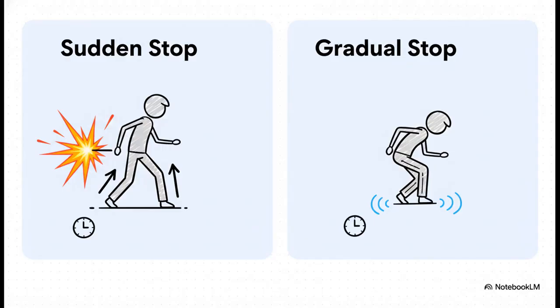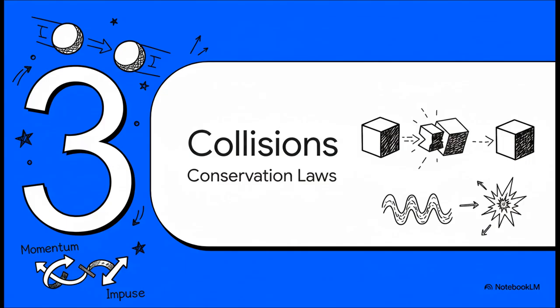Think about it like this. Say you jump off a step. You can land with your knees locked, right? Wham! That's a very short impact time, and it sends a huge, painful force up your legs. Or you can bend your knees when you land. You're increasing the time of the impact. The change in your momentum is exactly the same in both cases, but by spreading it out, you make the force way, way smaller.